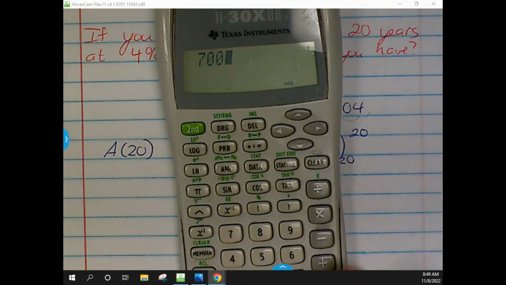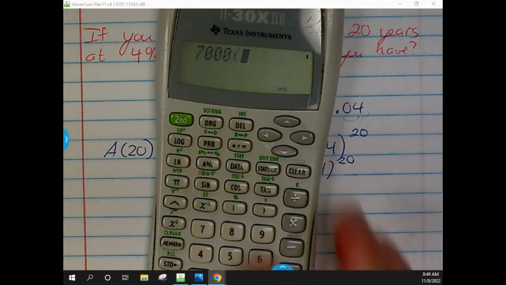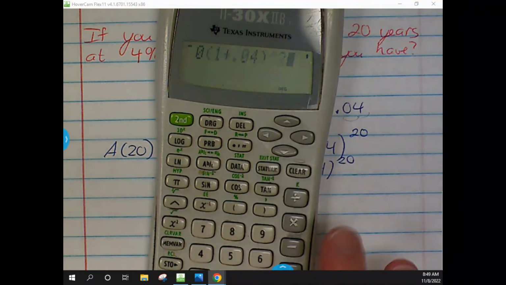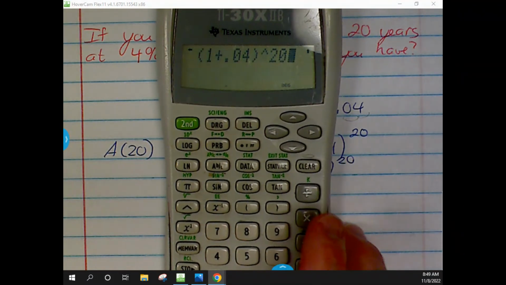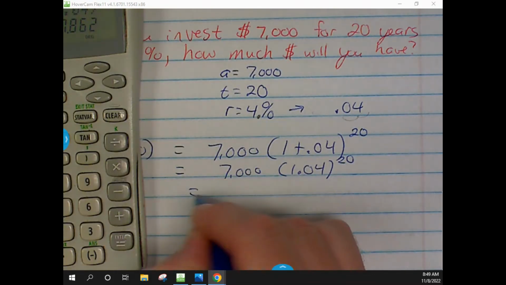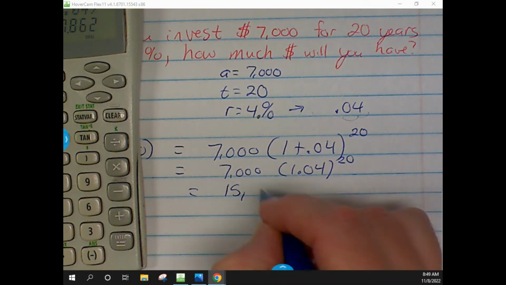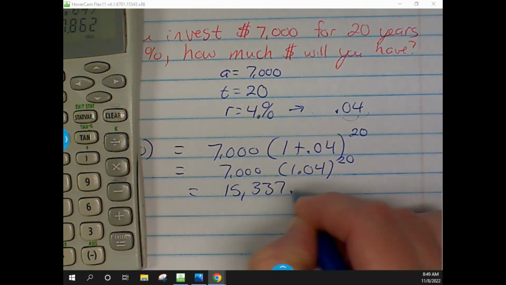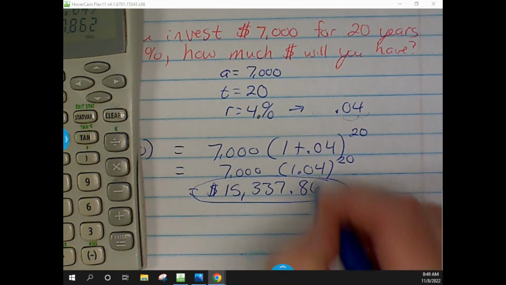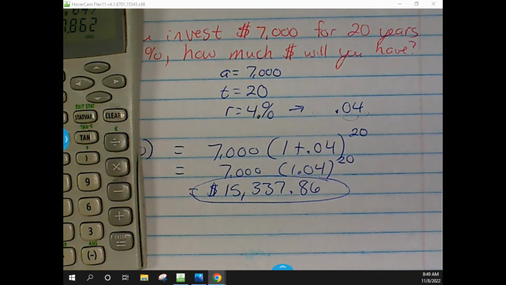So we've got 7,000 parentheses 1 plus 0.04, and then we're going to raise that to the 20th power. There you go. $15,337.86. And the big thing is when you're going through these problems, you have to wait until the end to round everything off. But in this one, the calculator is pretty much going to do all the work for you on these parts of it.